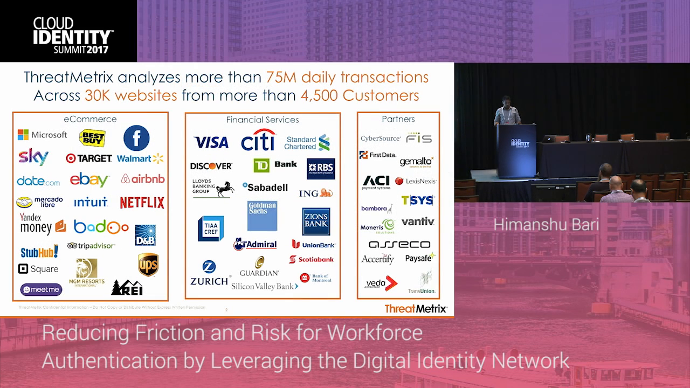So for folks who missed the first half of the session, I'm not going to spend too much time, but just to give you an overview of who we are as a company. We've been in business for a good while now. We like to believe that probably outside of the biggest web properties like Facebook and Google, we have the biggest network of user interactions online. We deal with about 75 to 80 million daily transactions. These are logins, payments, new account openings, all types of transactions that users are doing online across e-commerce, financial, and other websites. More than 30,000 of these websites, and over 4,500 of these customers.